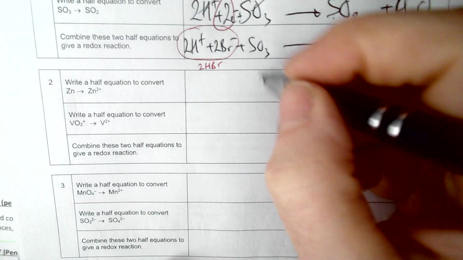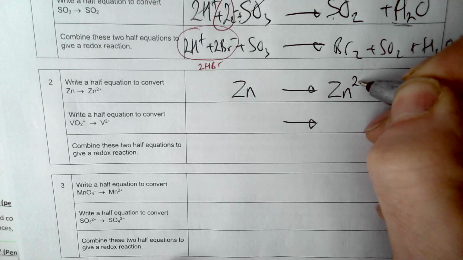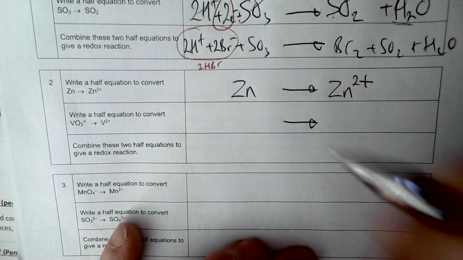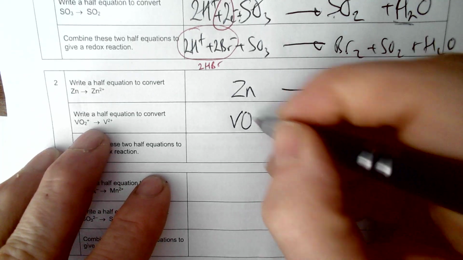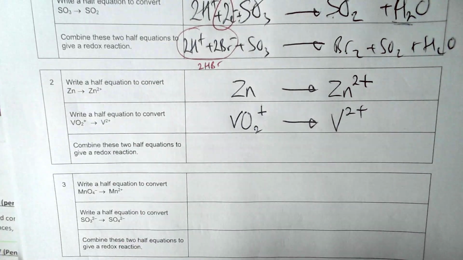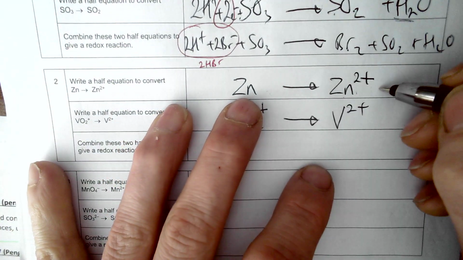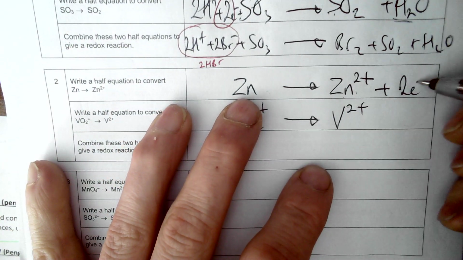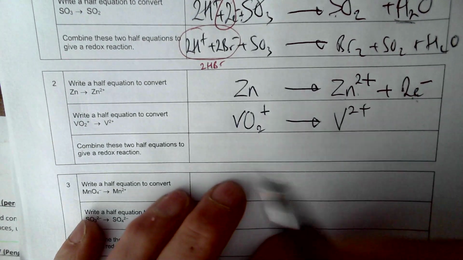Write a half equation to convert zinc into zinc 2+ ions. Again, listen to what I'm saying, I'm talking chemistry all the time. Write a half equation to turn VO2+, they're called vanadate ions, into V2+. So I've got 2 half equations to balance. Zinc's balanced, there's no oxygens, there's no hydrogen, so it's just plus 2e-. This is a 2 electron oxidation.